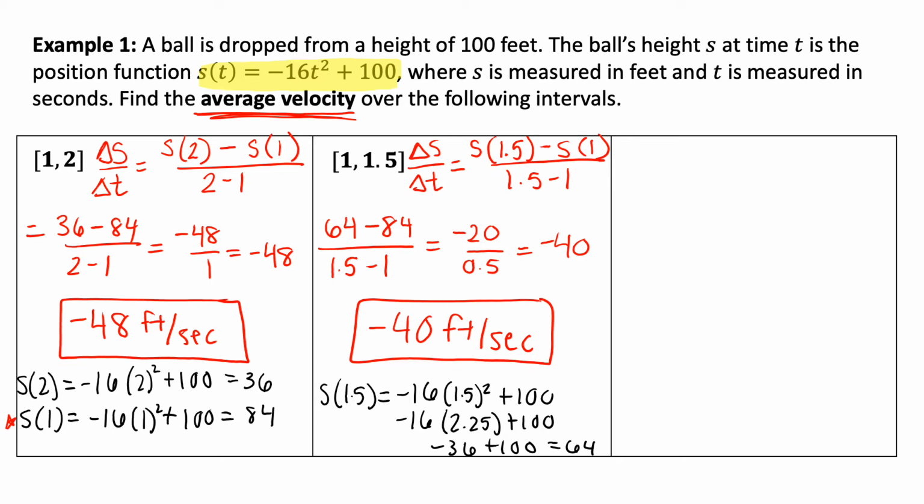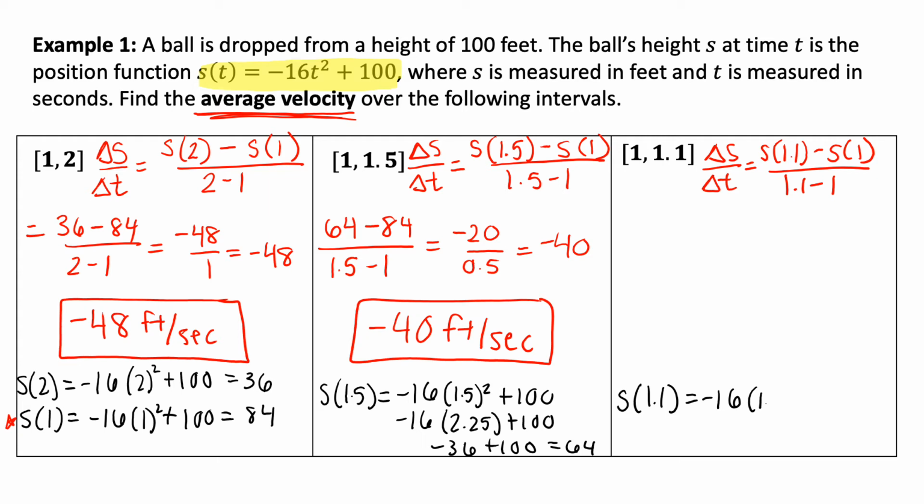And finally, we want to do that very same process on an even smaller interval from t equals 1 to t equals 1.1. So we're looking at an even smaller interval of time. The process, though, is going to be the same. We are still looking for delta s over delta t, which means we're going to be looking at s of 1.1 minus s of 1 over that change in time, 1.1 minus 1. Again, I'm just going to jump to the bottom here to plug in for s of 1.1. I would get negative 16 times 1.1 squared plus 100.